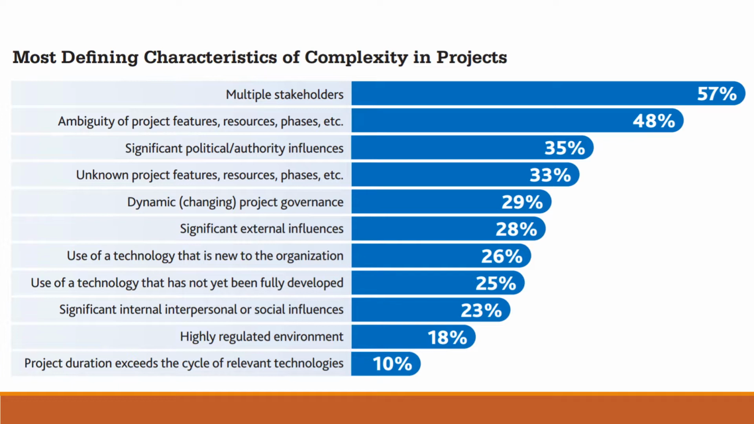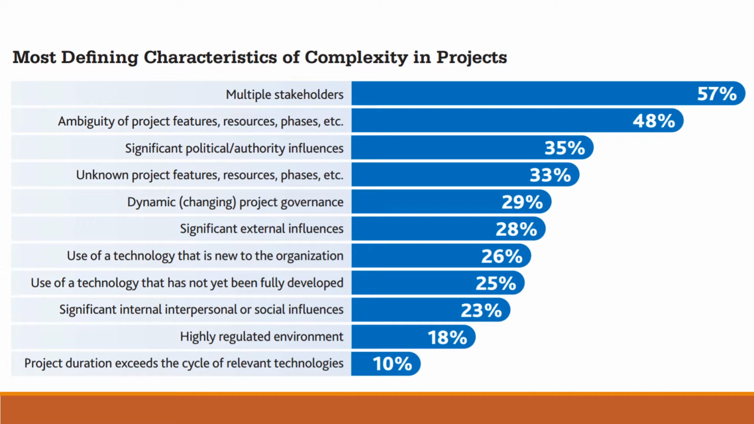Use of a technology that is new to the organization. Now, this happens all the time, right? Technology evolves, technology is moving very fast, and in order to create, develop, and deliver projects which are up to date, you may have to use technology which is absolutely new to your organization. Consider a new programming language for that matter, right? Use of a technology that has not yet been fully developed. That is also true. Sometimes companies work on beta releases as well, right? You're working on something which is actually in beta right now.